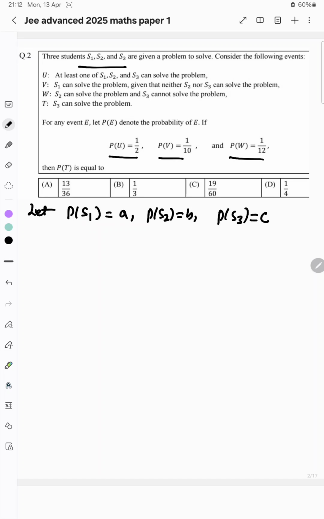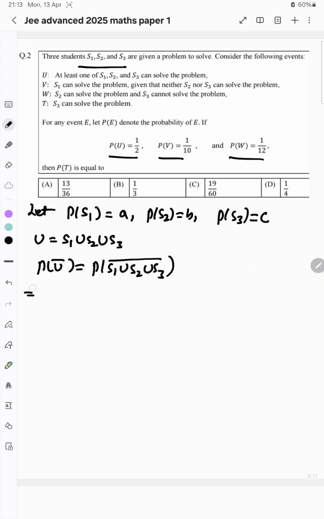Next, given U. Probability of U is 1 by 2, right? And U's event is at least one of S1, S2, S3 can solve the problem. That means set U means either S1 can solve the problem or S2 can solve the problem or S3 can solve the problem, right? And its probability they give here is 1 by 2. So whenever probability of U is 1 by 2, its complement event probability is also 1 by 2 only. So probability of U bar means probability of S1 union S2 union S3 bar only.